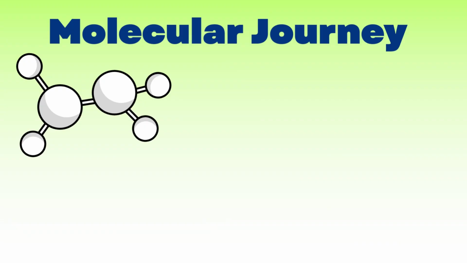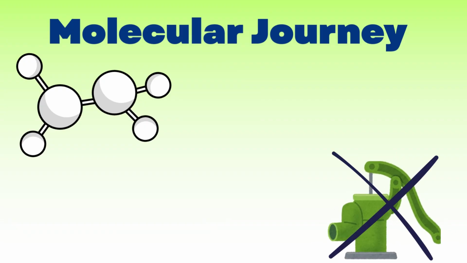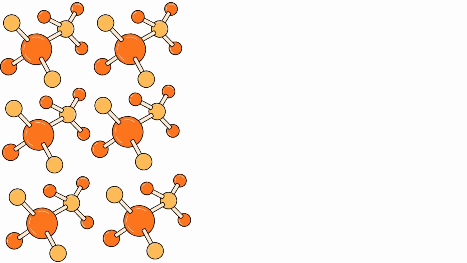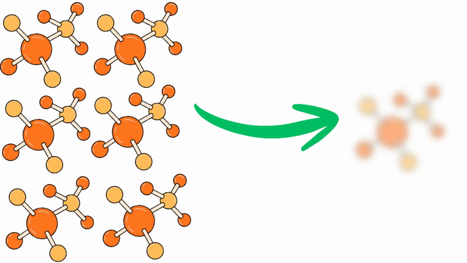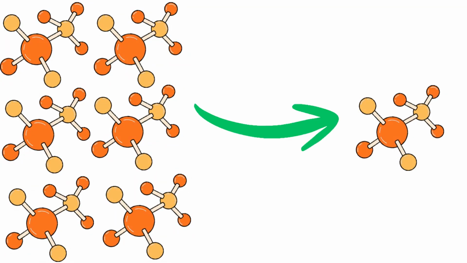This is a key principle. Mass transfer is a molecular journey. It's not like pumping water through a pipe. It's a slower, natural drift from a high concentration zone to a low concentration zone. So why do chemical engineers care so much about this?